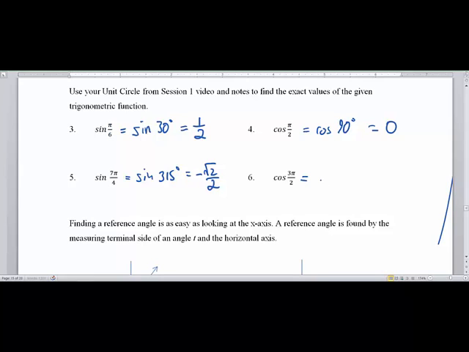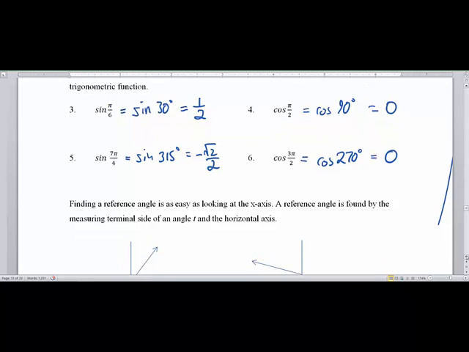Finally, the cosine of 3 pi over 2 is the same thing as the cosine of 270 degrees, which is equal to 0, because the x value at 270 degrees is directly below the cosine value at 90 degrees, which is 0 again. The y value, or the sine at this location, would be negative 1. It's good to note that.